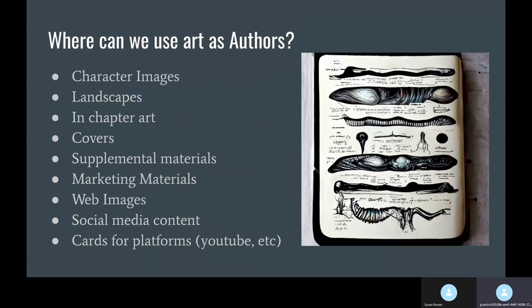So, where can we use art? Here's a couple of ideas. You may come up with others, and you would be 100% right in using them. Anything from character images to landscapes, chapter art, the little art piece at the front of your chapter, supplemental materials, marketing materials, web images, social media stuff, cards for your YouTube channel, whatever it might be. Alien anatomy art within your book, whatever that might be, I think is super important.